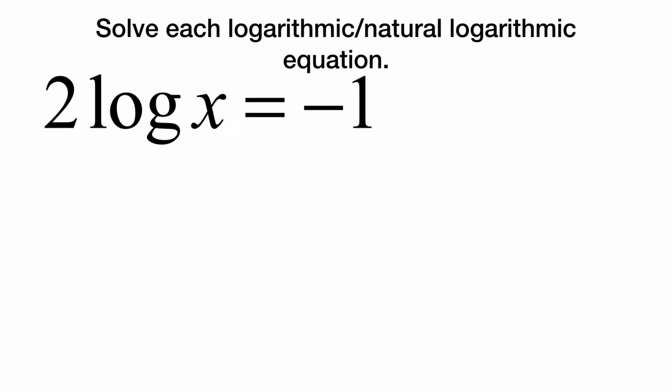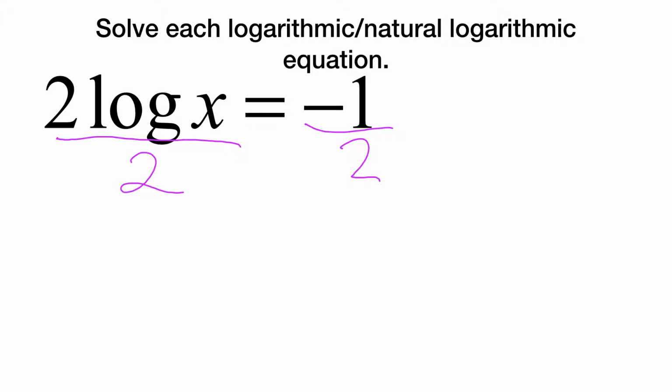Okay, let's try this one. All right, you remember earlier we had 2 and then like 5 times e to something. Well, this time we have 2 times log of x equals -1. Now, I could try to write this as log of x squared, but honestly, I'm just going to solve this like I normally would and divide by 2.